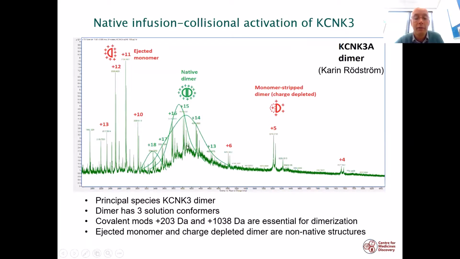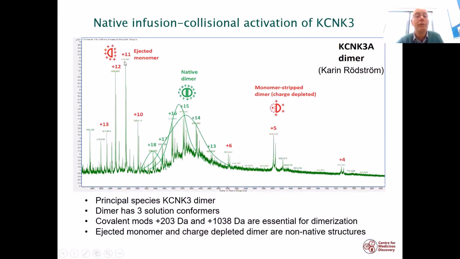So again, we have some post-translational modifications. These are non-covalent modifications. So there's a 203 Dalton PTM, 1038. Again, they're probably lipids, but these modifications do not occur on the dimer or the trimer. And so they don't occur on the monomer. So what that means is these modifications are actually essential for the formation of the dimer.